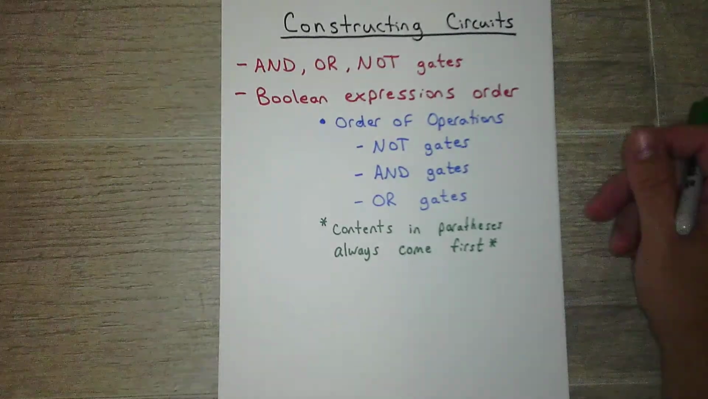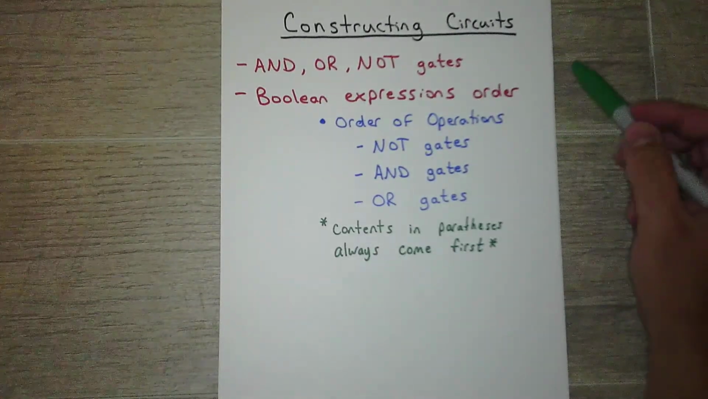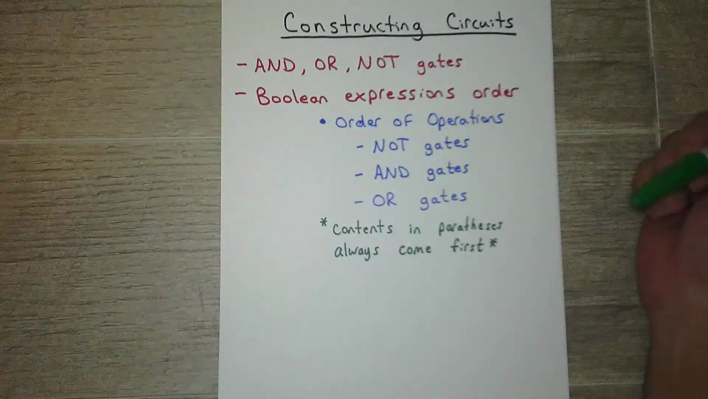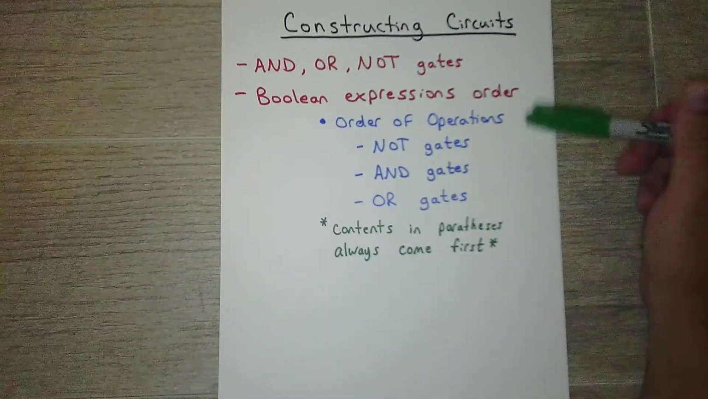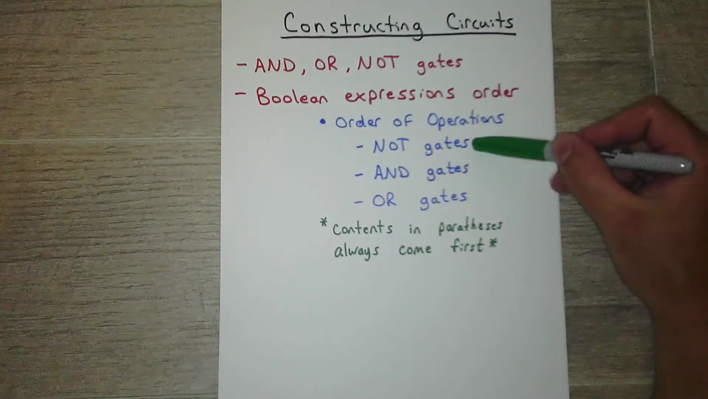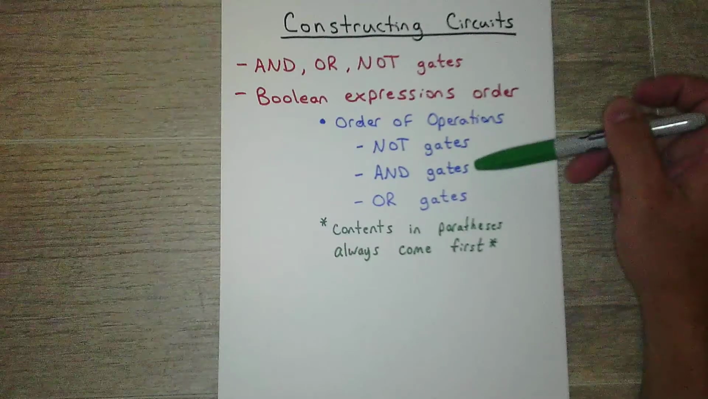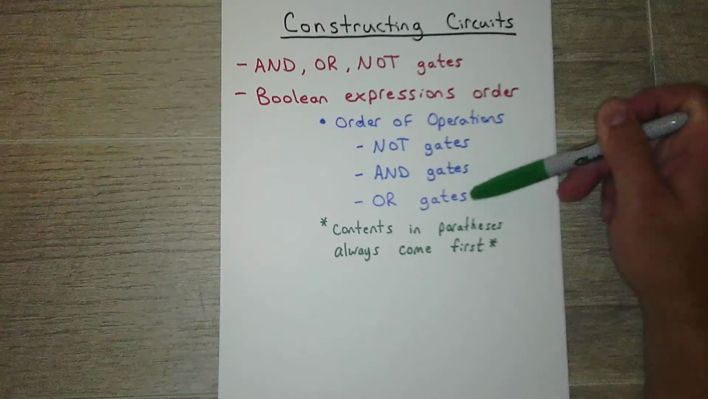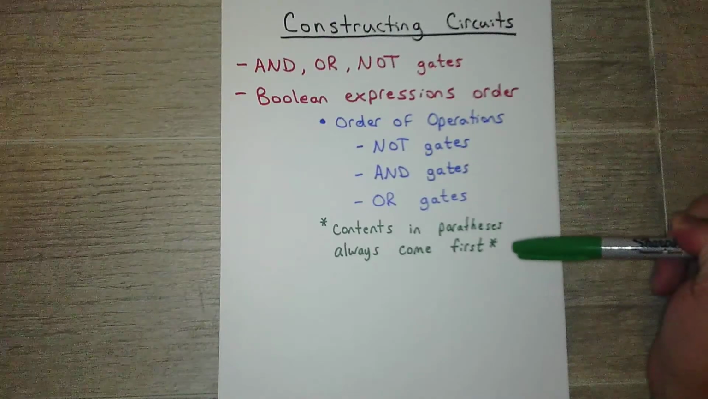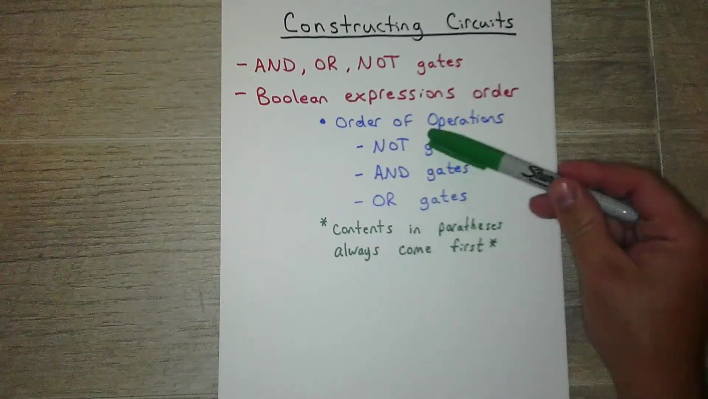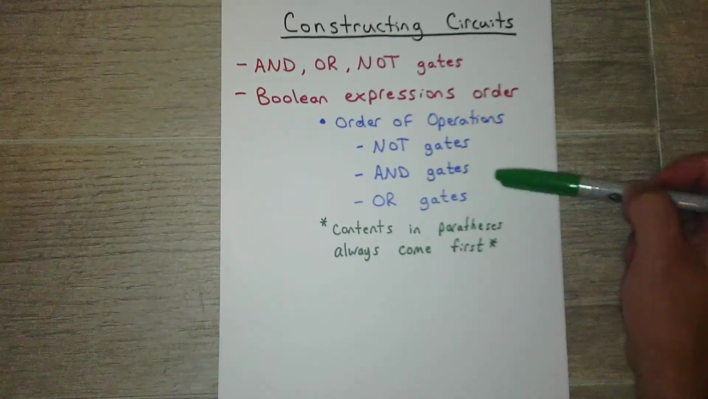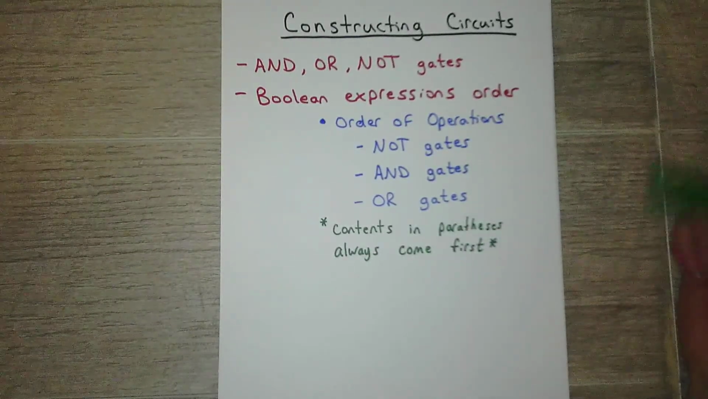So a couple of little notes. The only gates you can use are AND, OR, or NOT gates. And remember, the order of operations for Boolean algebra is a NOT gate always comes first, then the AND gate, then the OR gate. However, anything in parentheses always comes first. So you work within the parentheses first, following this order, and then you follow this order for anything outside of the parentheses.